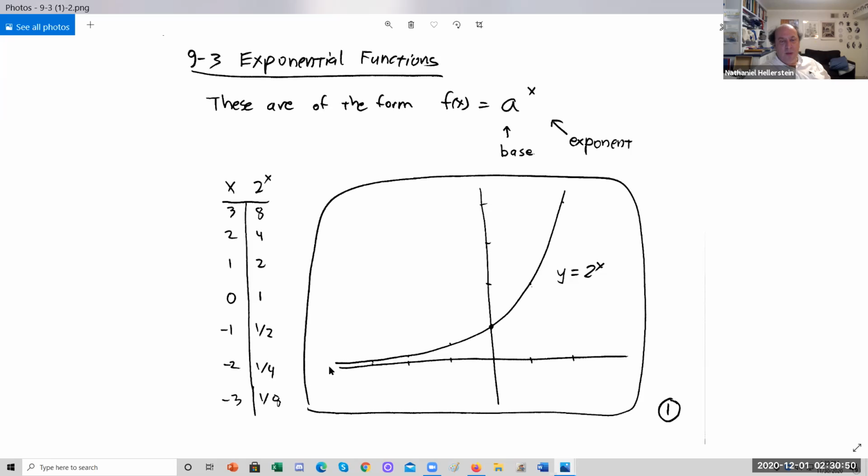Now you plot all these points and you get this shape. Here it is: negative 3 by an eighth, negative 2 by a quarter, negative 1 by a half, 0 by 1, 1 by 2, 2 by 4, and so on. It starts out very small, and then explodes upwards like that.